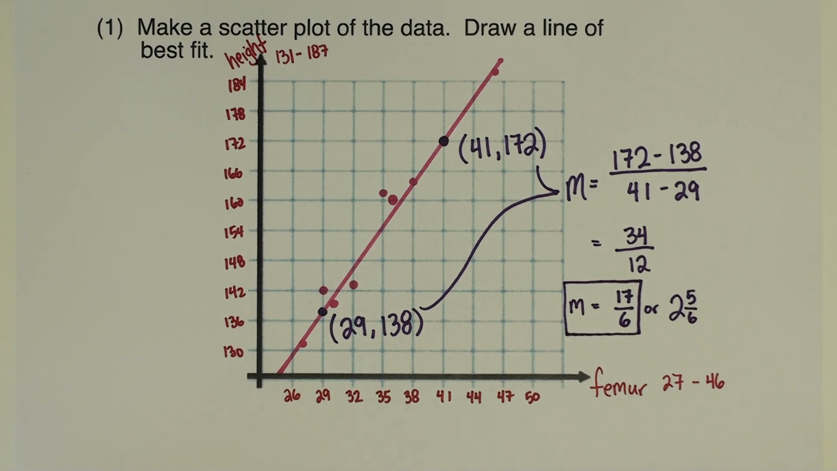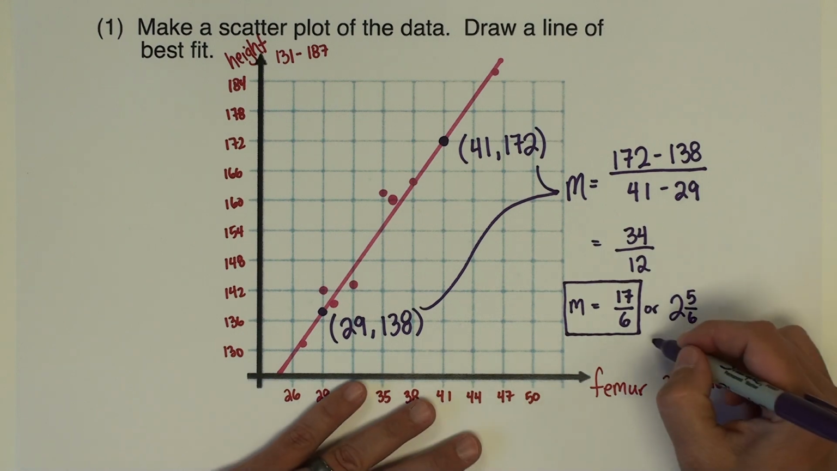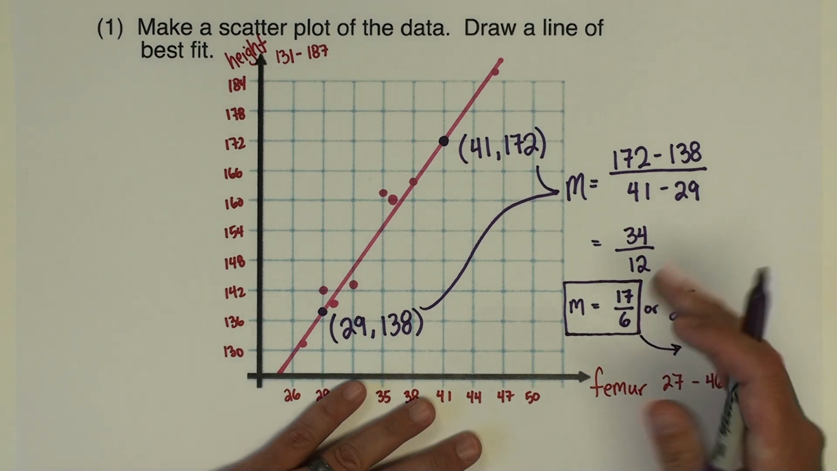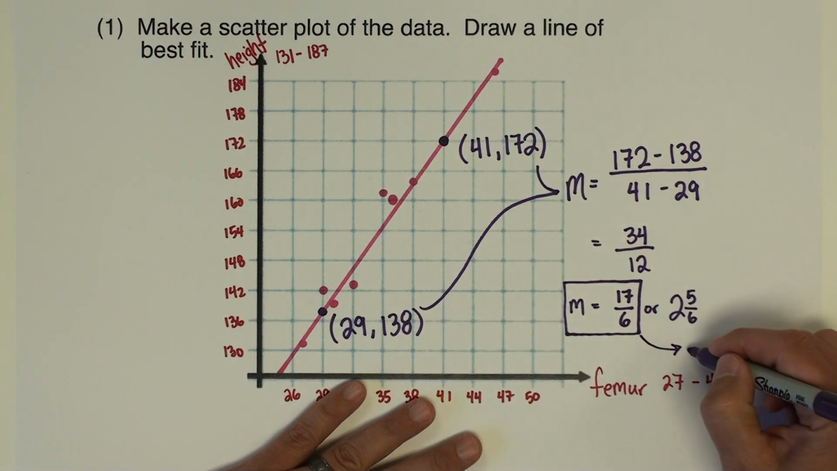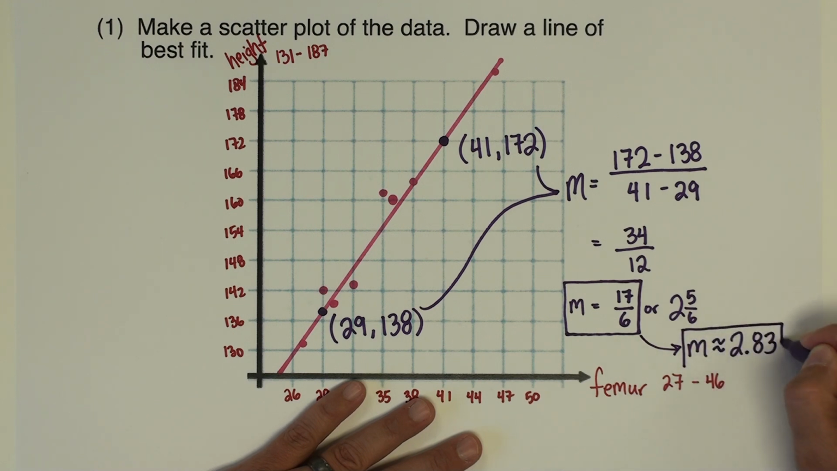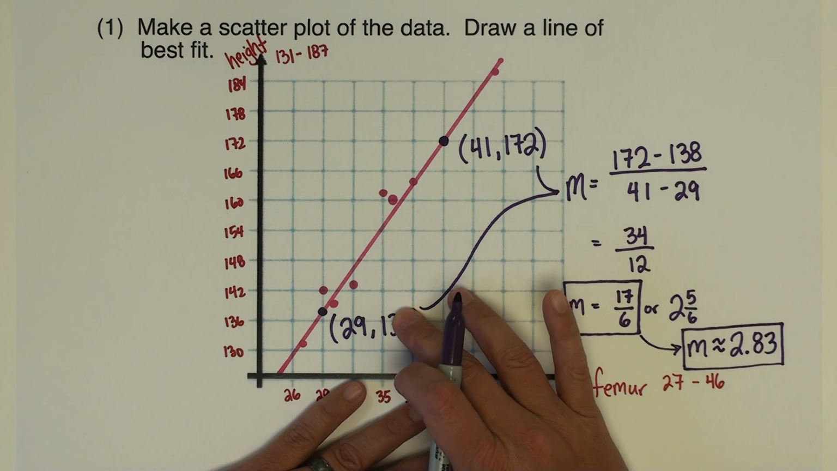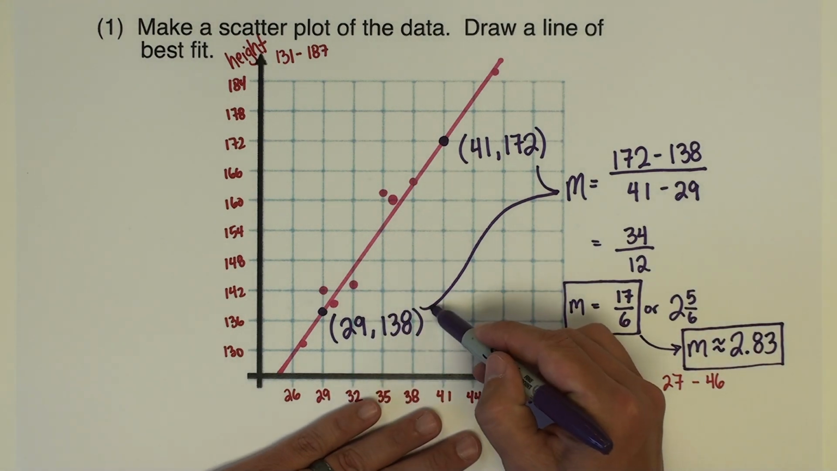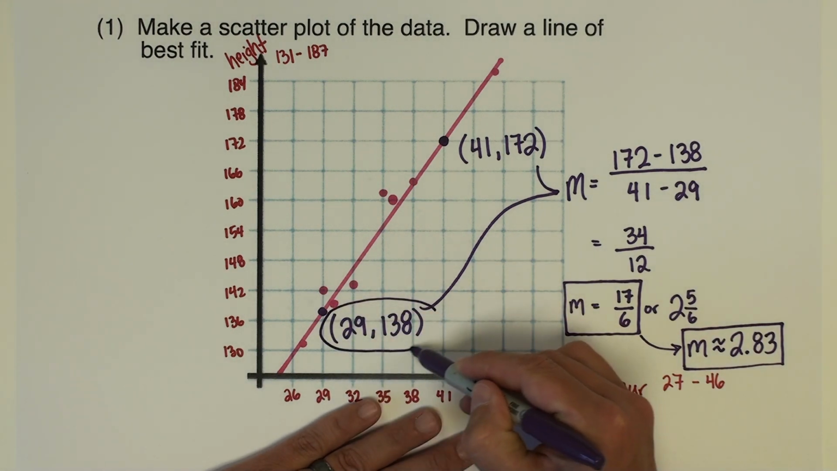And since this didn't work out super nice, it might actually be easier to use a decimal. This is an approximation game anyway. Let's call the slope about 2.83. We're going to use that number in our computations. Okay. Now, we need a slope and we need a point. So now I need to pick one of these 2 points. It doesn't matter which one. I'm going to pick this one right here.